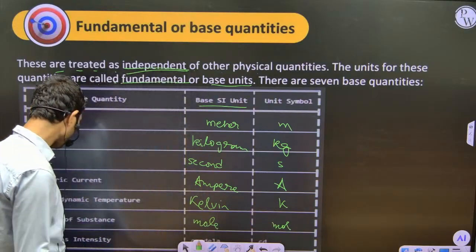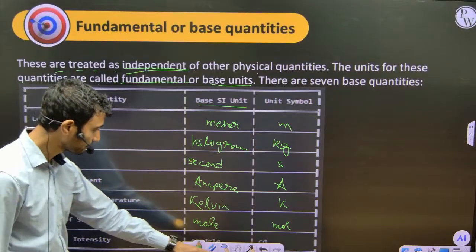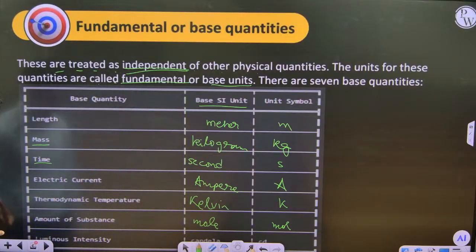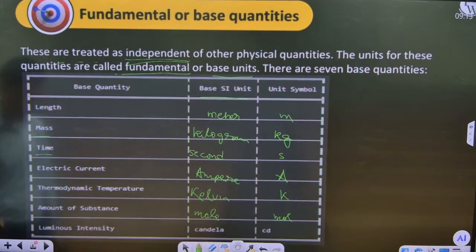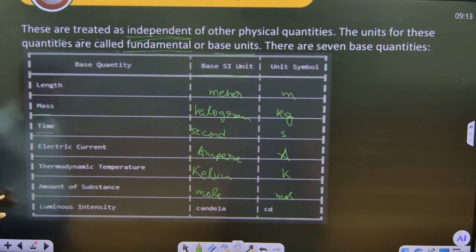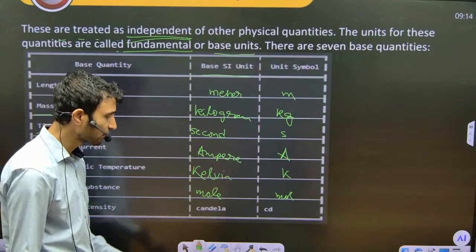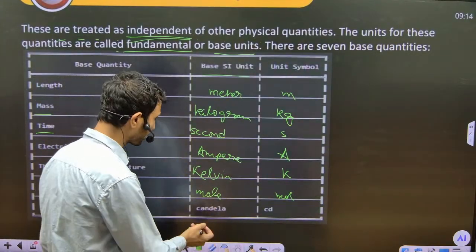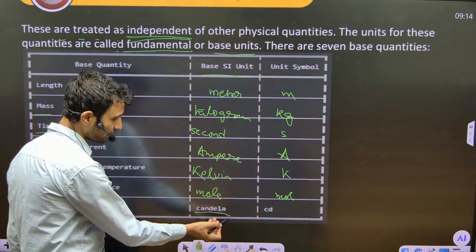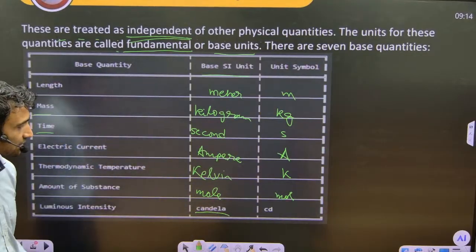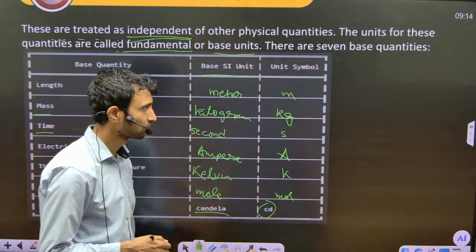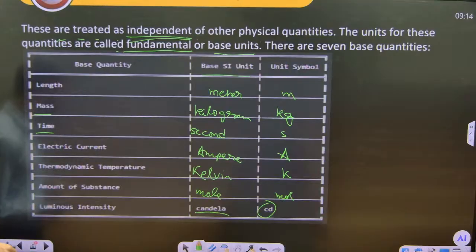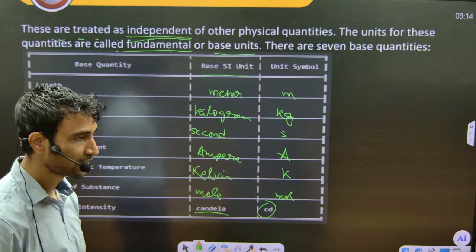And now there's one more quantity which is called luminous intensity. That's something to do with the intensity of light. We don't have this in our syllabus, right? So we don't have to worry much about it. You have not studied it, and neither will we be using it in 11th and 12th anyway, so don't worry about it. The unit is candela, represented by the symbol cd. Right? So you can take a note of this, and then we'll move ahead.